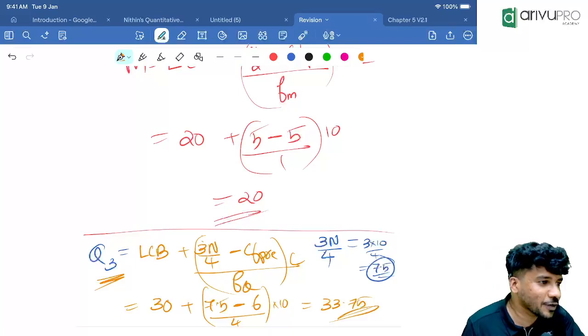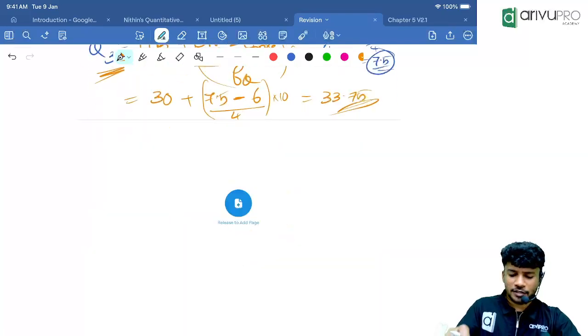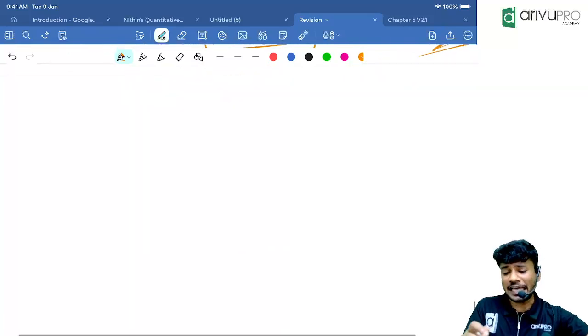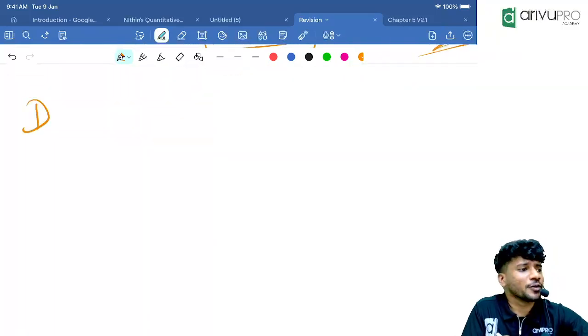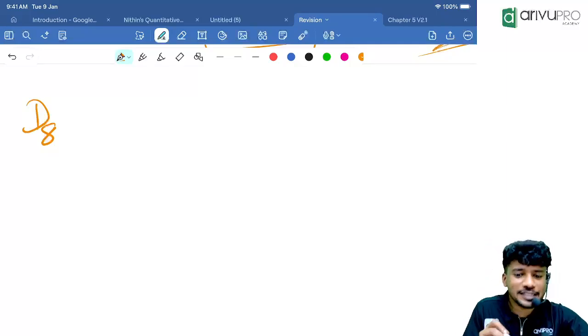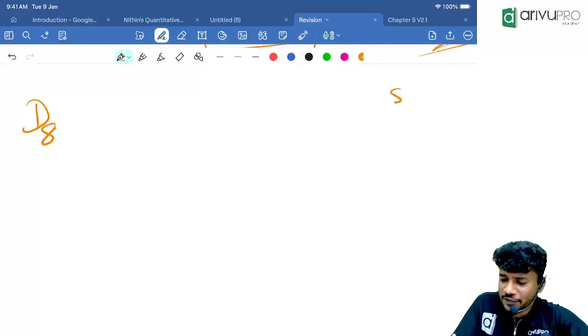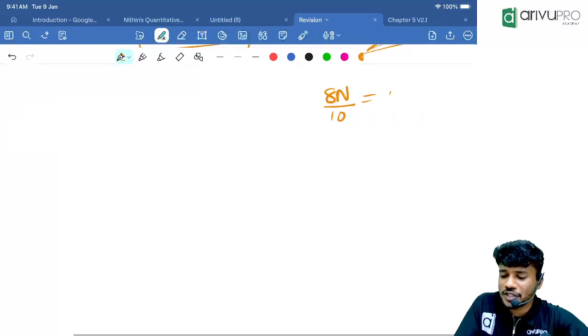Correct? Everyone got that? Anyone got any other answer? Please confirm. Since we are finding everything, can I find the decile value? Which decile do you want? Decile 2? Okay, decile 8. How to find decile 8? Same thing. Before that, we will find 8n by 10. 8 into 10 by 10 is equal to what?